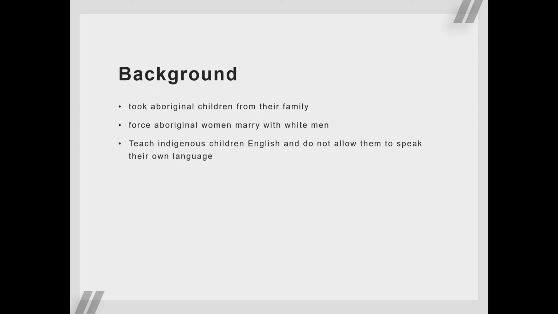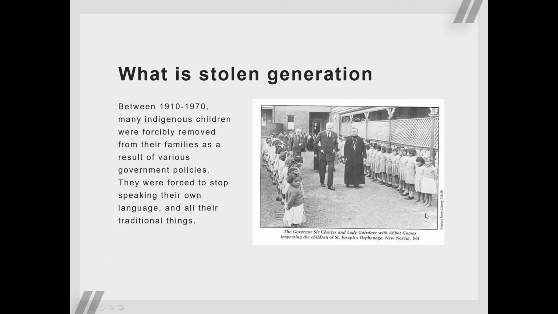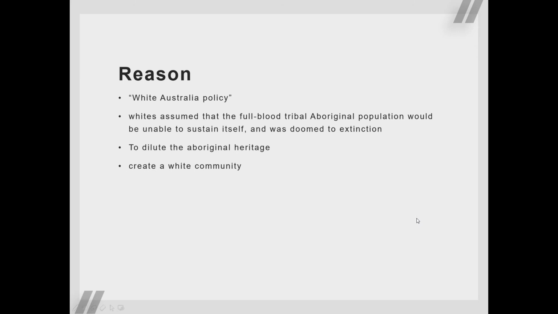The environment in the camps was poor, and the children were usually sexually harassed. From 1910 to 1970, nearly 100,000 Aboriginal children across Australia were forcibly taken from their families by the government.